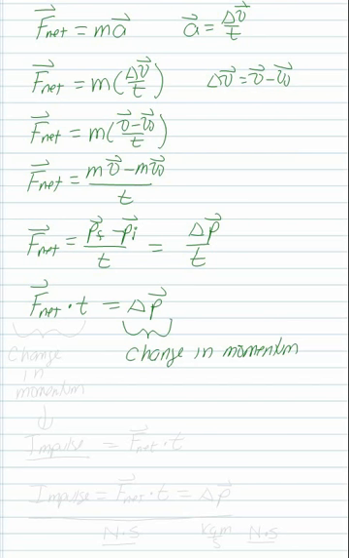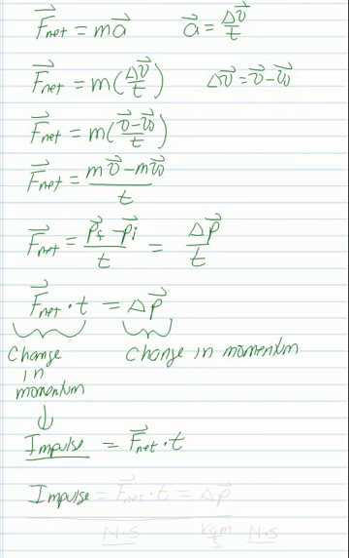If the right side is change in momentum, that means this term also must be change in momentum. So it looks like a net force acting through a time changes the object's momentum. The term F net times T has a name, and that is called impulse. Impulse is the product of F times T. This little formula is called the impulse momentum formula, and what it says is this.